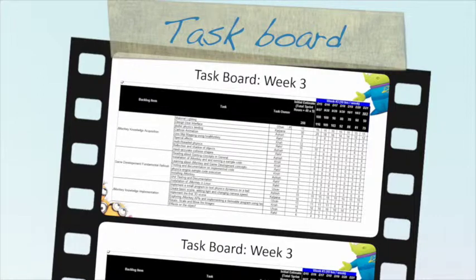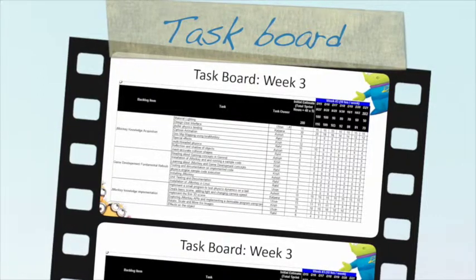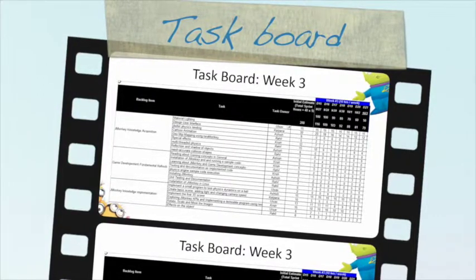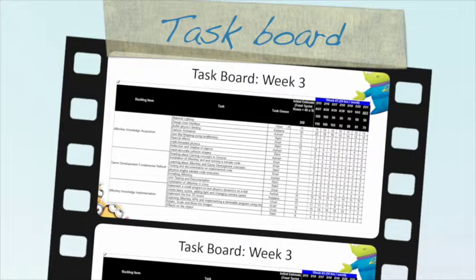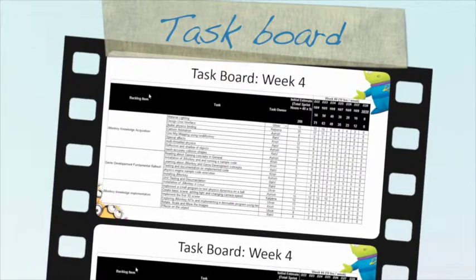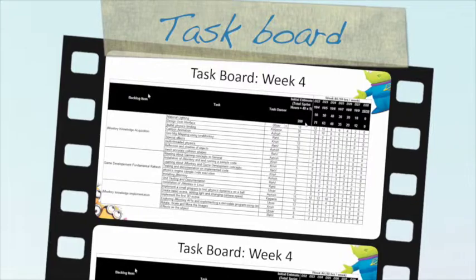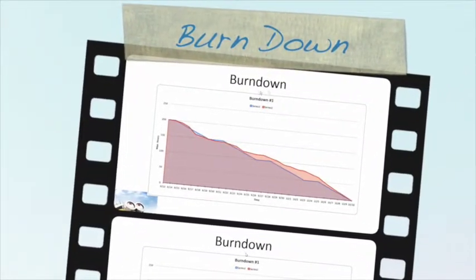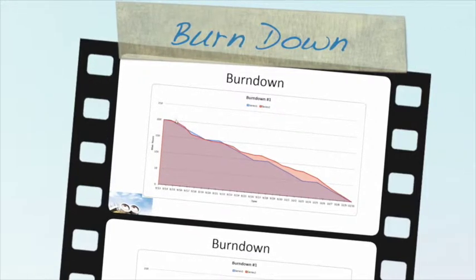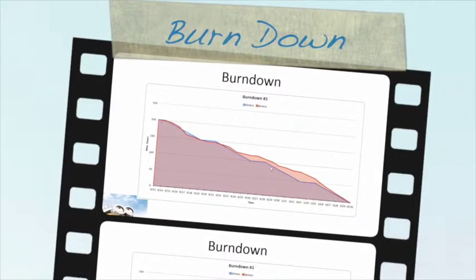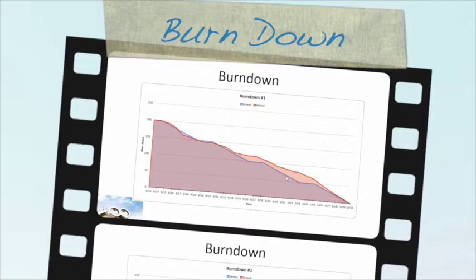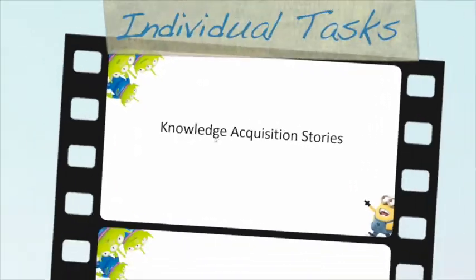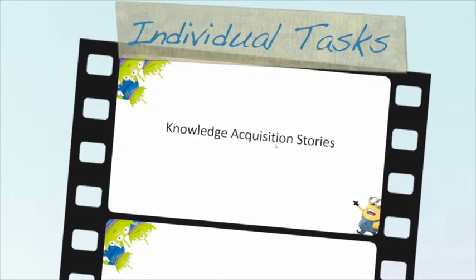So, during the Week 3 team meeting, we discussed the resolution for all the blockers and motivated the team to finish all the tasks. So, in Week 4, we can see 79 hours of work being done, hence finishing the sprint part. This burn down chart aptly represents the work done by the team, as the red line plotted against the ideal burn down, that is the blue line. Now let's hear in detail about the knowledge acquisition stories from each team member.